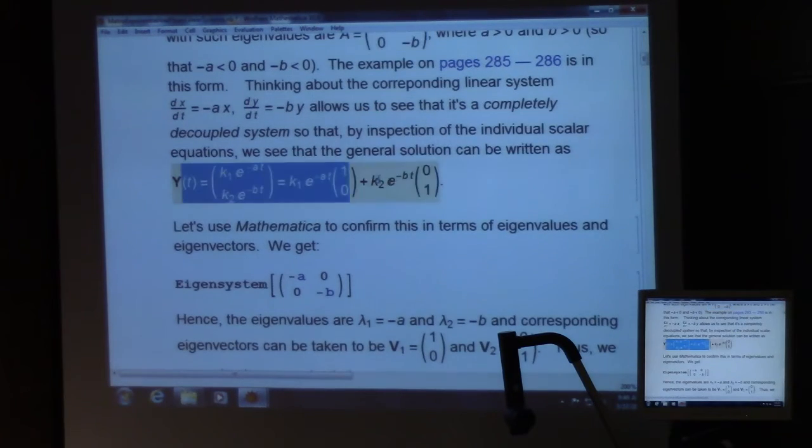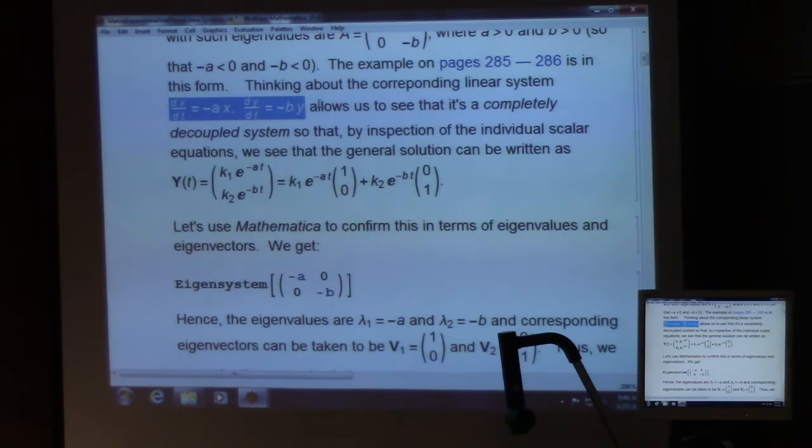Here's the general solution, which you can get just by guessing. You don't even have to think about eigenvalues and eigenvectors. You could, but you can get it by guessing. That's actually what I talk about here, is a completely decoupled system.